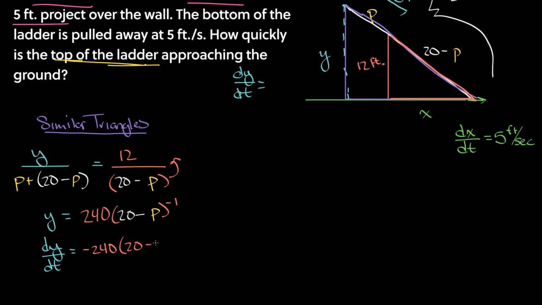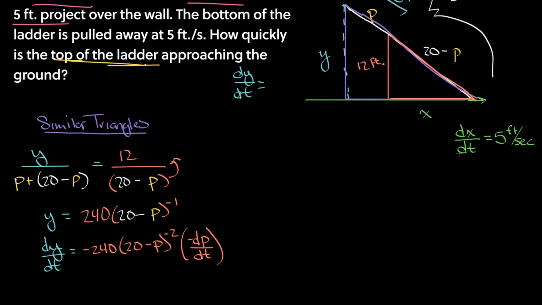And then we keep the inside, 20 minus p, and we decrement the exponent. So it's negative 2. And then the derivative of the inside with respect to time is going to be negative dp dt. Okay. So this kind of tells us, all right, we've got to go find out what p is, and we've got to find negative dp dt.